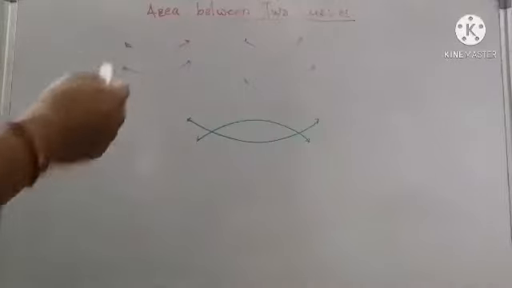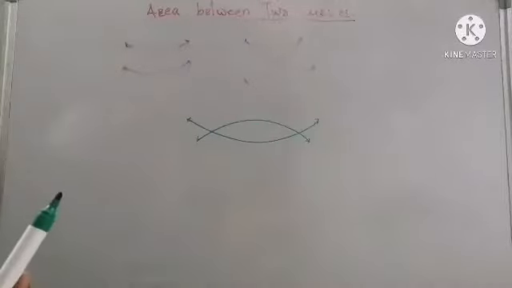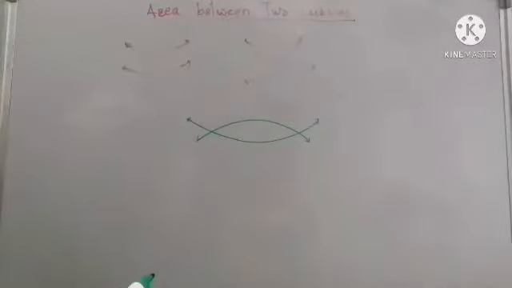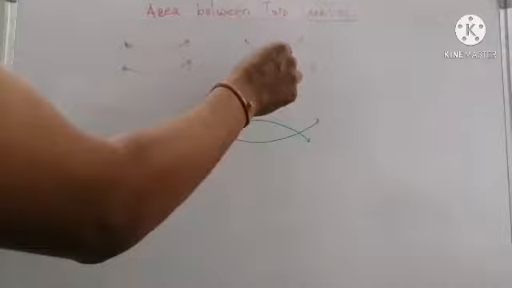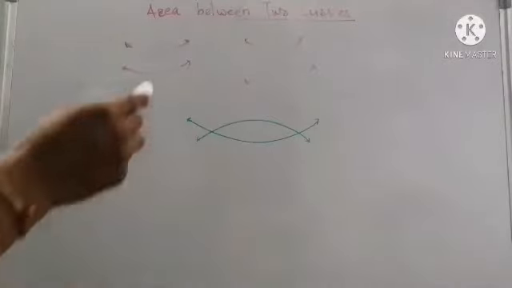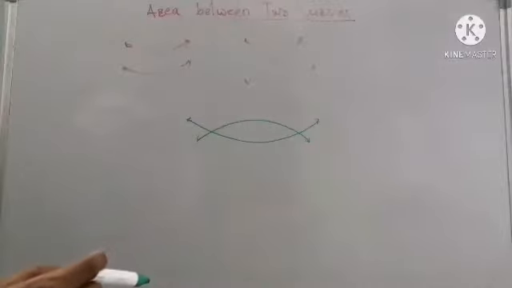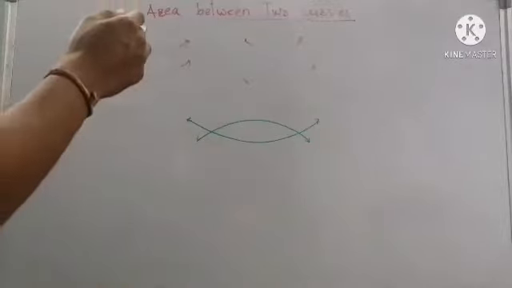Between two curves. As you can observe here on the board, the three figures. In the first figure, there are two curves which are not intersecting with each other. In the second figure, we have two curves which are intersecting at one point. Now, in both cases, there is no area which is bounded. The open area is there.